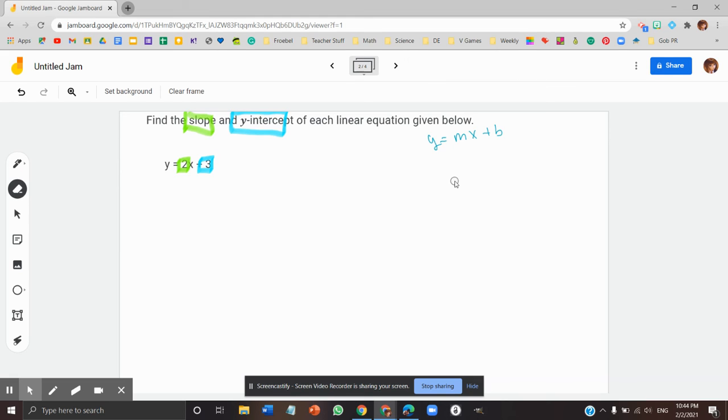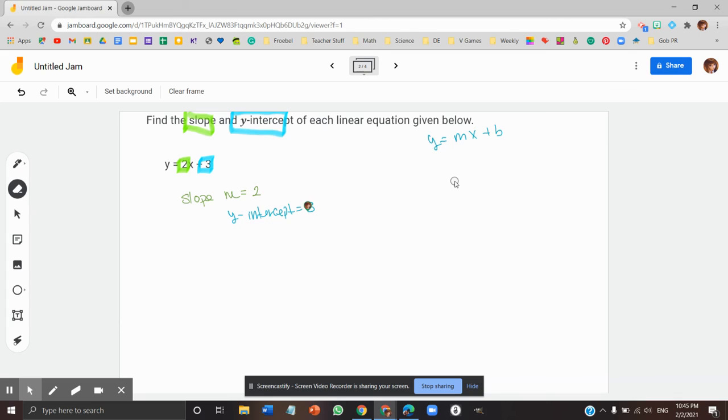So if they're asking me for my slope, they're asking, find the slope. The slope is m, right? Because that is just the letter that we use to represent slope, and that is going to be positive 2. They are also saying, and the y-intercept, not the x-intercept or anything like that, just the y-intercept. That's another piece of information that I can find from that linear equation, and that will be 3.